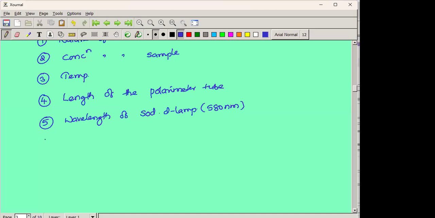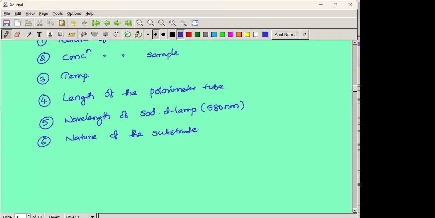So these are the factors, and also we can consider the nature of the substrate, either it is optically active or optically inactive. So these are the few factors that affect the optical rotation or specific rotation of a molecule.